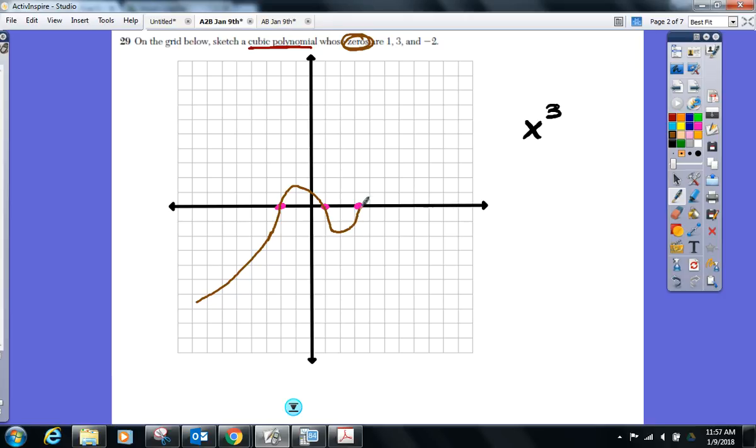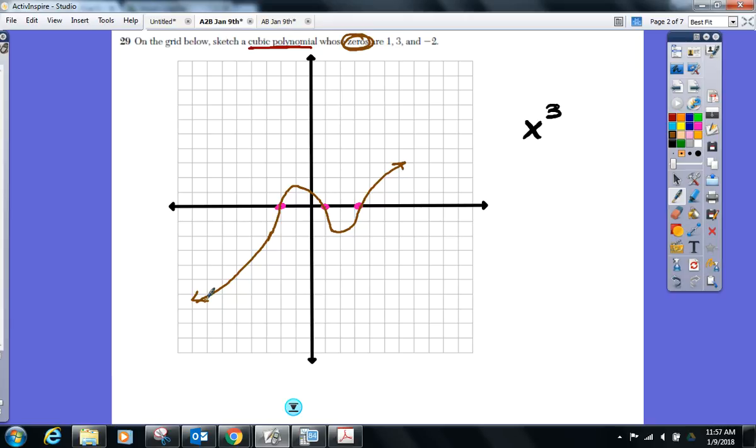Yep. So I got to come back and cross again. Doesn't have to be anything fancy, as long as it ends and starts in opposite directions. You could have also had it going like that instead. High to low. Okay? Hold on.